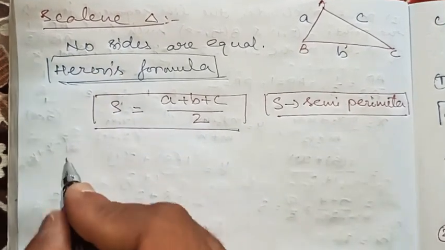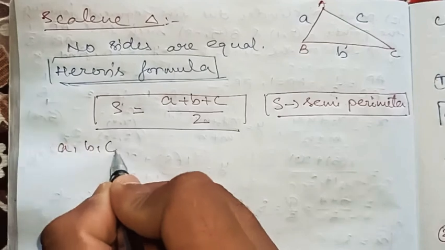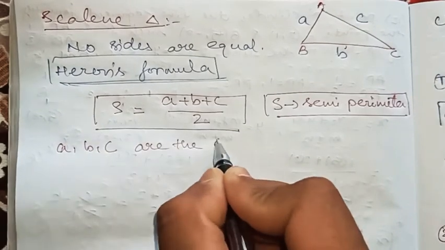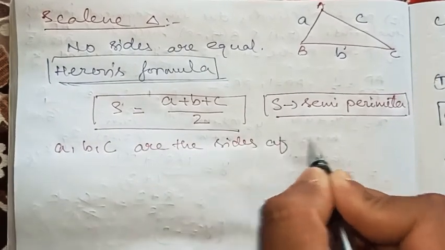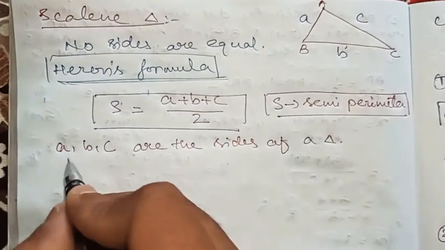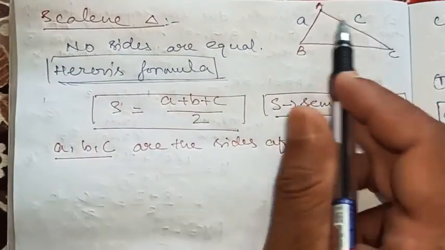What are a, b, c? a, b, c are the sides of a triangle. Okay, a, b, c are the sides of the triangle.